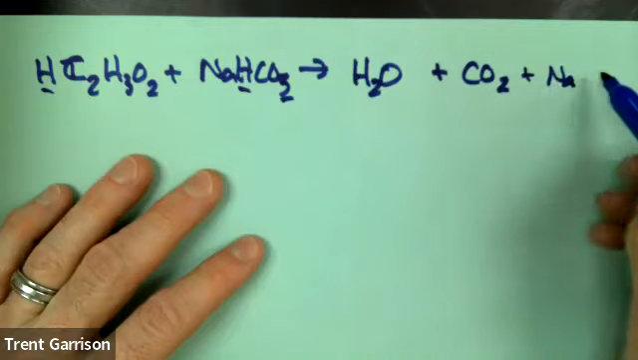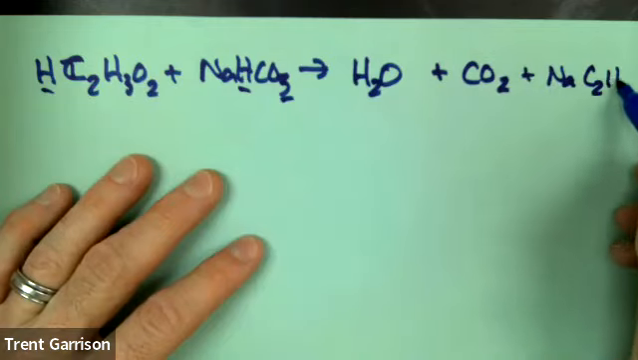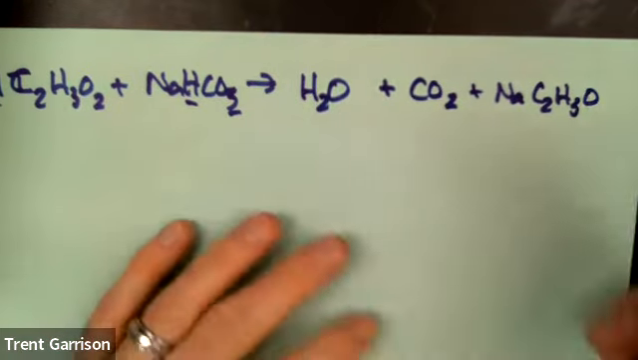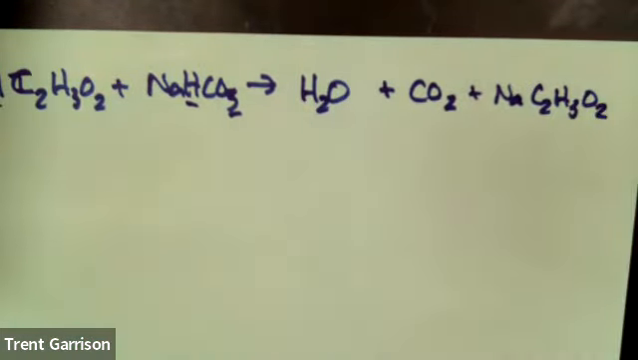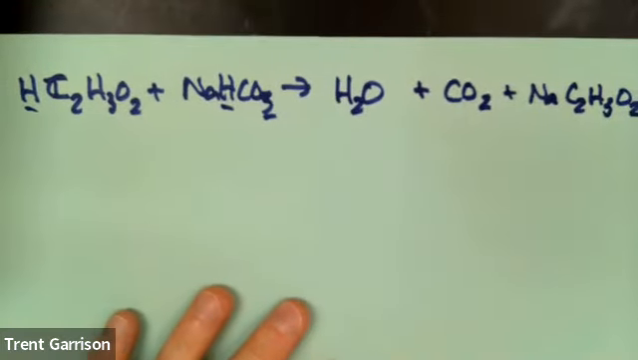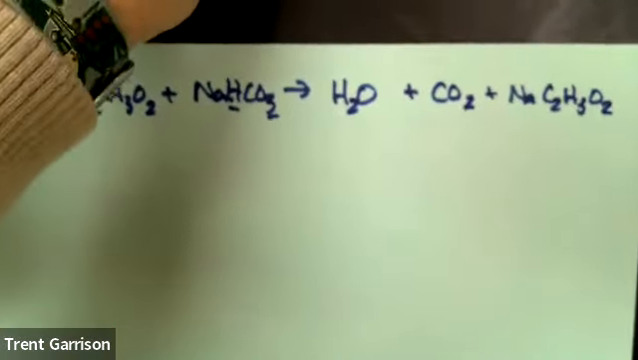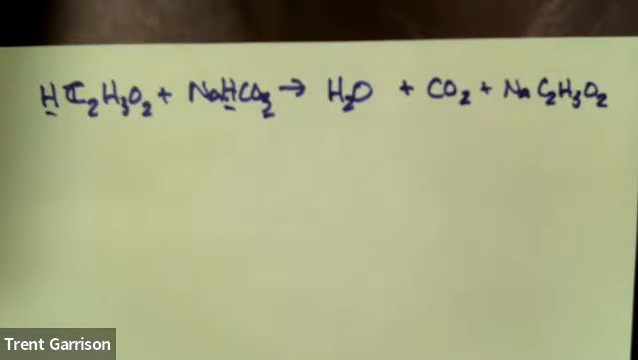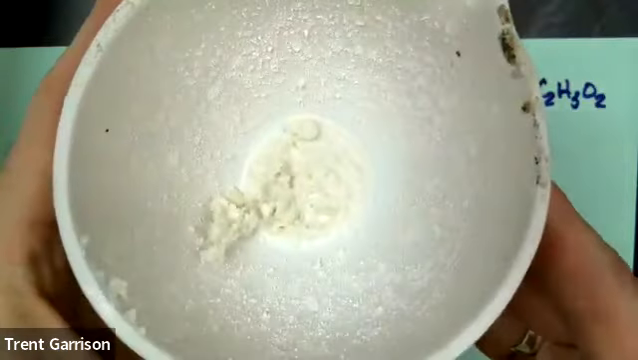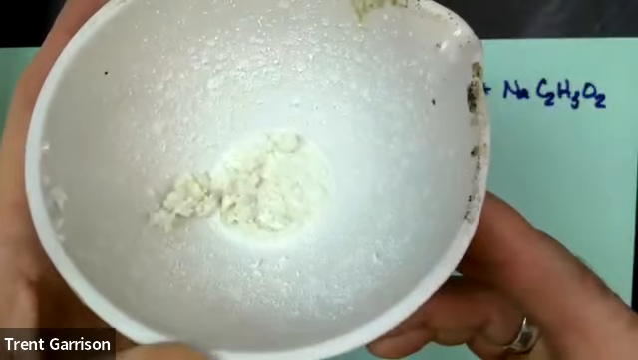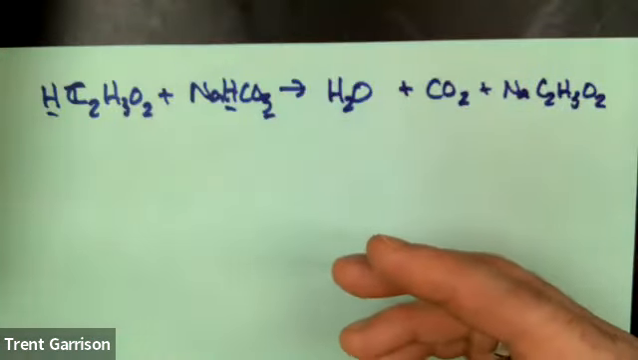And then the leftover stuff is where we get our product. It's going to be sodium acetate, C2H3O2. So all of this balanced out miraculously without us even having to do any coefficients. It all just worked out nicely there. The byproduct, this sodium acetate, is just this white, chunky, crusty powder that we're going to be creating.